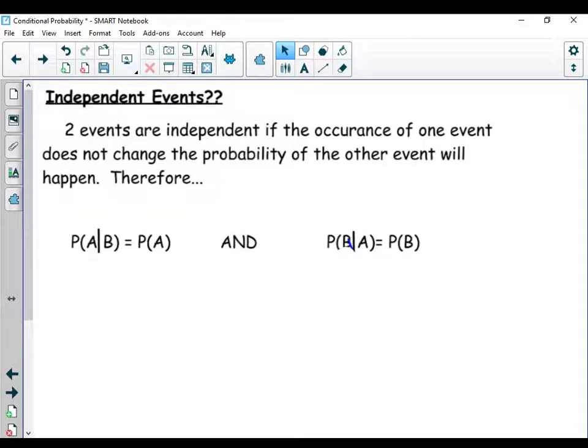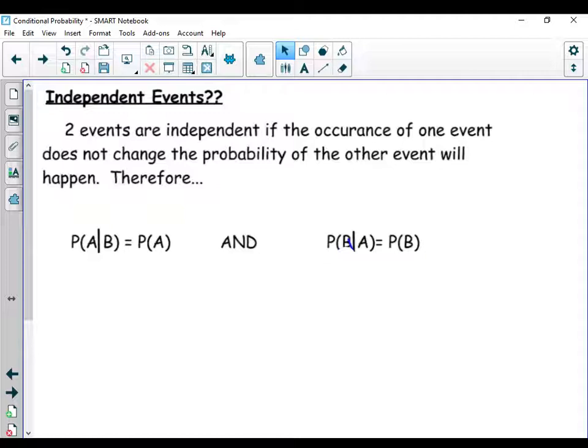So if two events are independent, two events are independent if the occurrence of one event does not change the probability of the other event happening. Okay, so we said originally that if we're going to do conditional probability, it has to be two dependent events. Well, what if they give you two events and ask, are these two independent of each other? Okay, and you're going to figure out how to prove that.